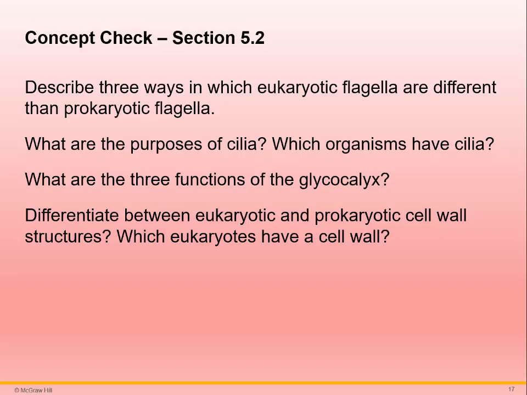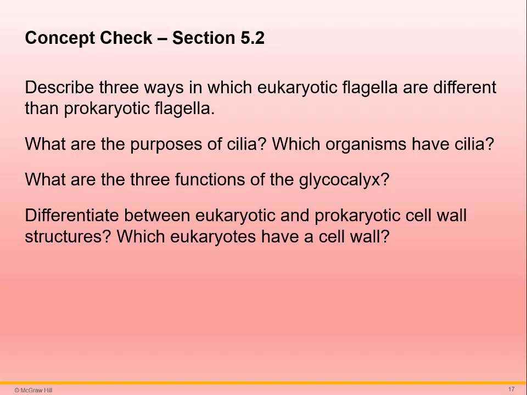So concept check for section 5.2. Describe 3 ways in which the eukaryotic flagella are different than the prokaryotic flagella. What are the purposes of the cilia, and which organisms have cilia? What are the 3 functions of the glycocalyx, and differentiate between eukaryotic and prokaryotic cell wall structures. Which eukaryotes have a cell wall?